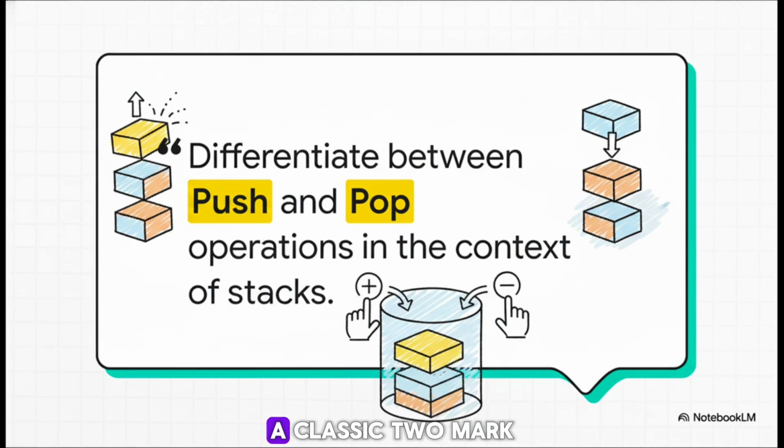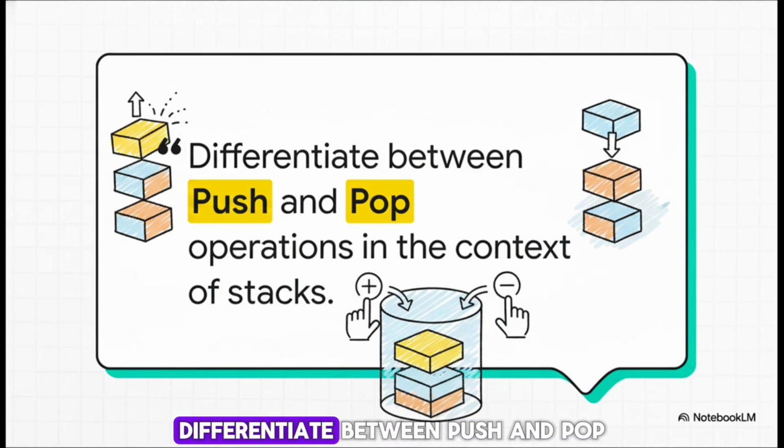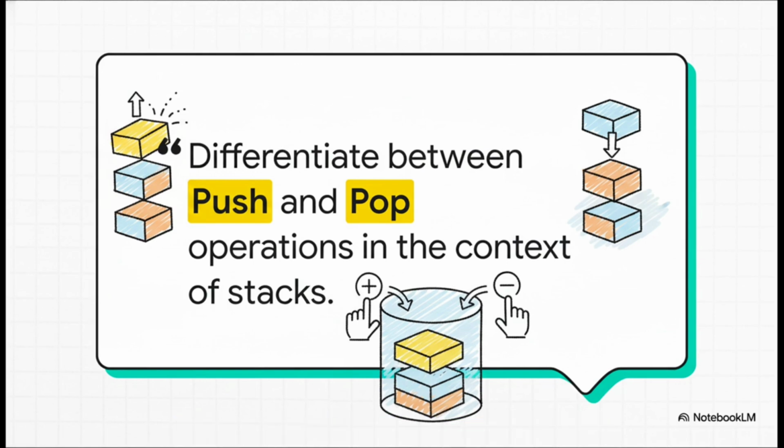Here you go, a classic 2-mark question taken right from a CBSE sample paper. Differentiate between push and pop. Now, it seems really easy, right? But to get those full marks, your answer has to be precise and cover a few key details that go beyond just one adds and one removes.